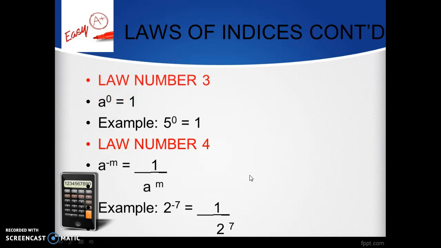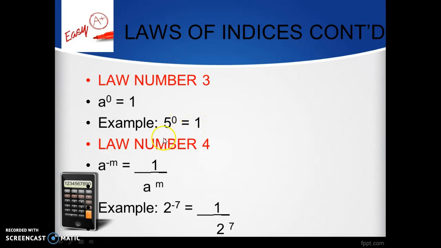And law number 3 is very simple. I'm sure you remember this one. It says that any number raised to 0 is equal to 1. So for example, 5 raised to 0 is equal to 1. If you had 50 raised to 0, 100 raised to 0, 1 million raised to 0, it'll always be equal to 1, right?